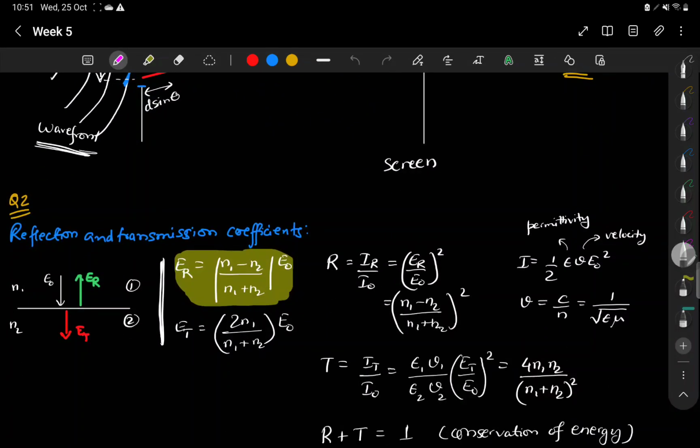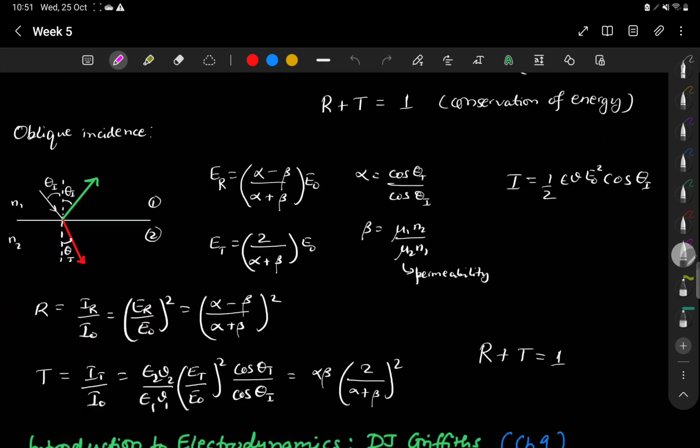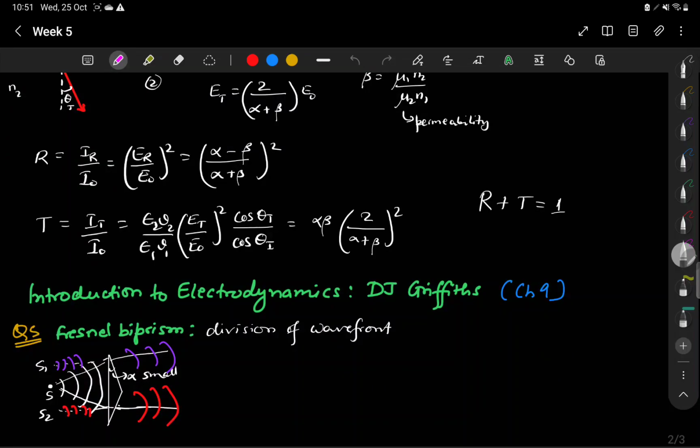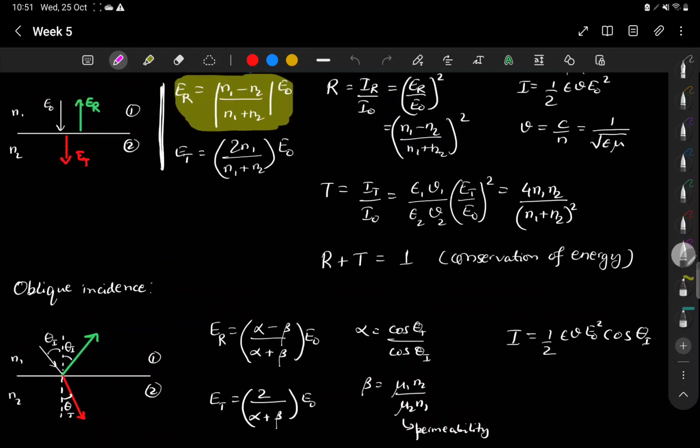Here I have just written down the reflection and transmission coefficients based on the refractive indices of the medium on either side of the interface where the reflection and transmission takes place. And you can look into the book Introduction to Electrodynamics by D.J. Griffiths for the derivation of these expressions.